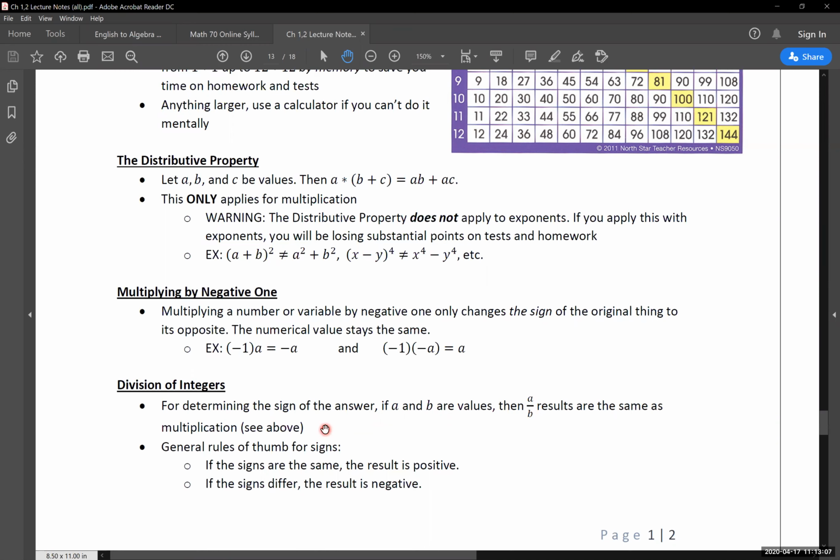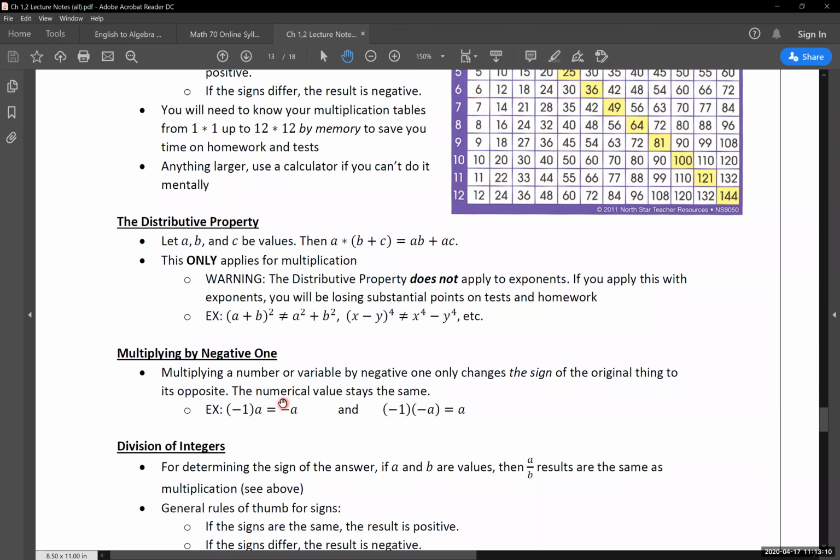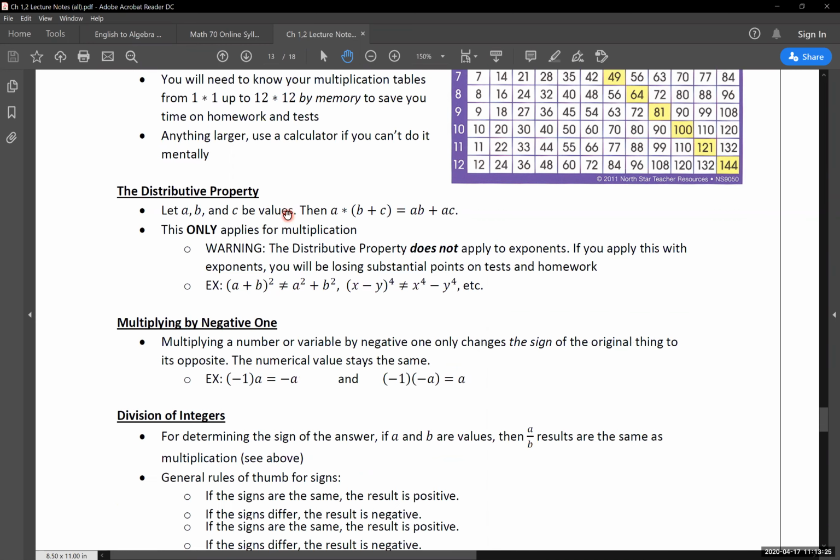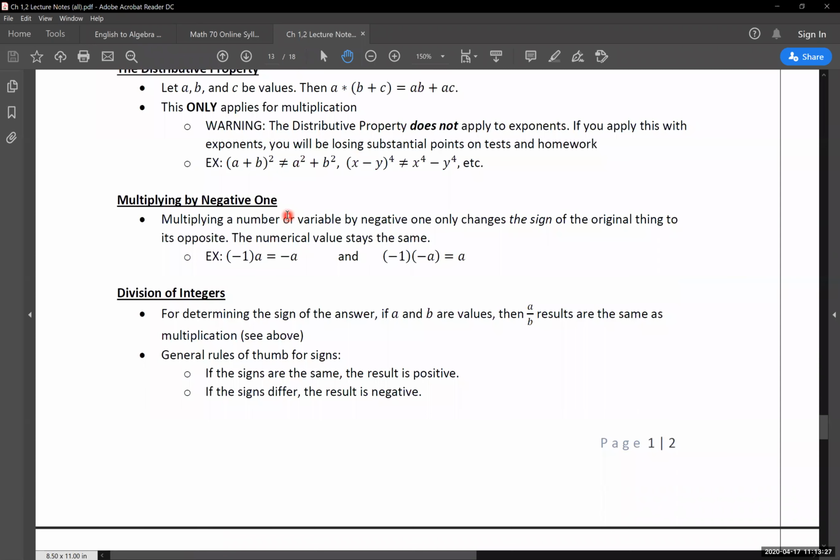Again, we can use the table from what we did yesterday. We're assuming A and B are values. Determine for yourself, is A positive or negative? Is B positive or negative? We follow the same rule of thumb for determining the sign of our final answer. And again, specifically, the sign of the final answer, not the actual value of it. Our general rule of thumb from yesterday, we can apply to our division problems as well.